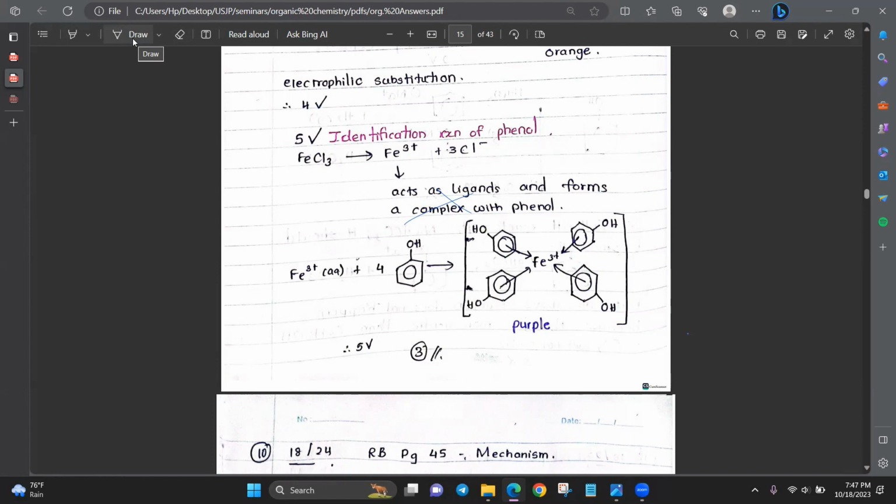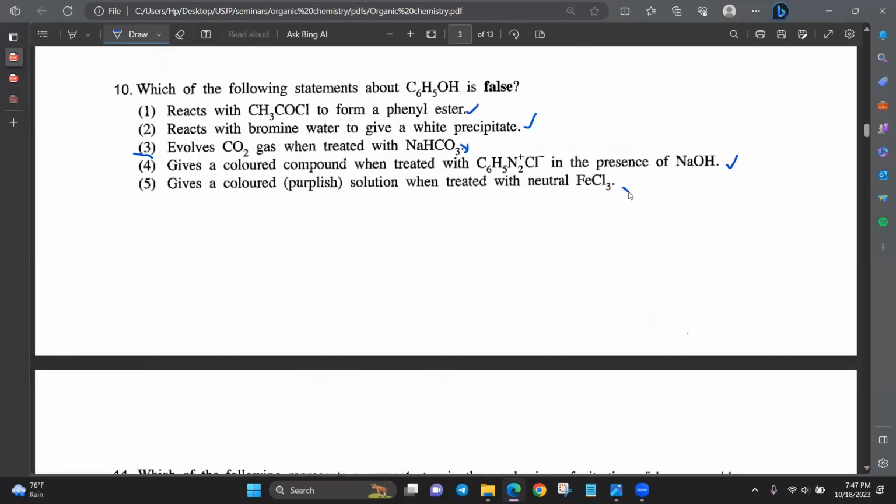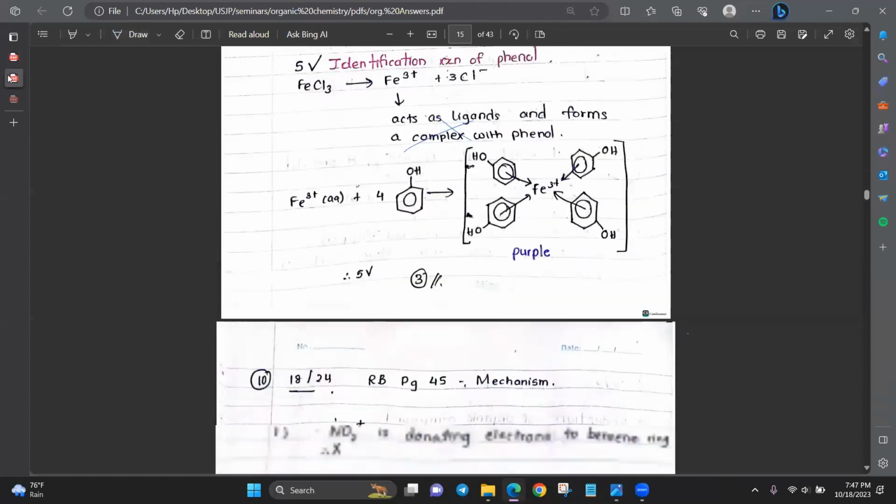So Fe3+ is the central metal ion, and the phenol will act as the ligands, and it will form a complex. That complex is purple in color. So the fifth statement is correct. It will give a purple colored solution when treated with neutral ferric chloride. So the answer is answer number 3.